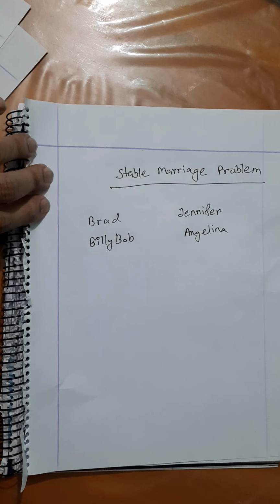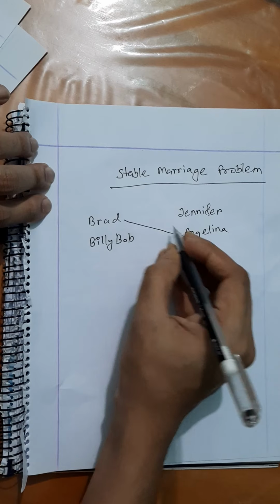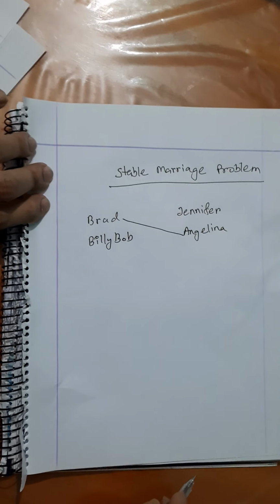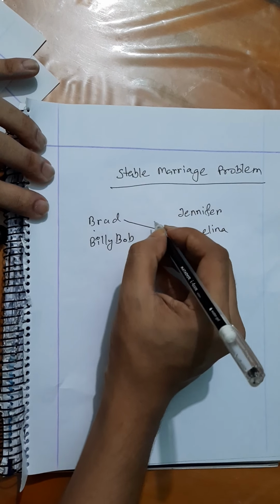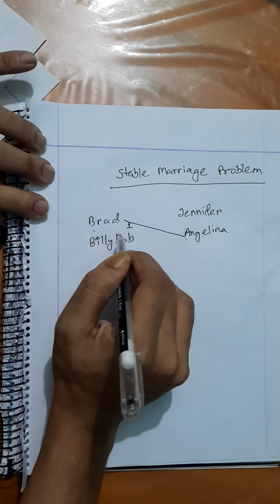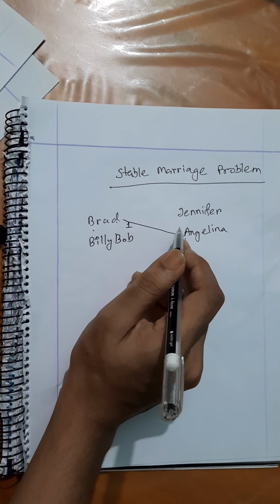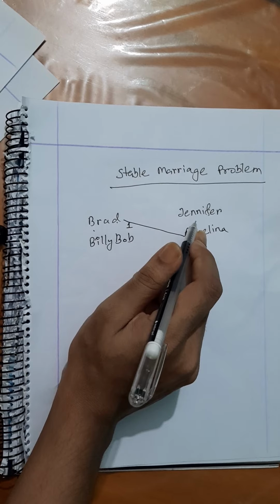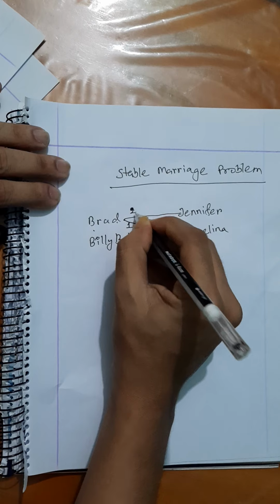We will be using a bipartite graph to represent this preference. Brad likes Angelina the most, so we will put an edge between Brad and Angelina, and as Brad likes Angelina the most, we will put the weight as 1 from Brad to Angelina. That means Brad likes Angelina the most. In the second place, obviously Jennifer comes because we have only two girls. So Brad likes Jennifer secondly, and we will put the weight value 2 here.